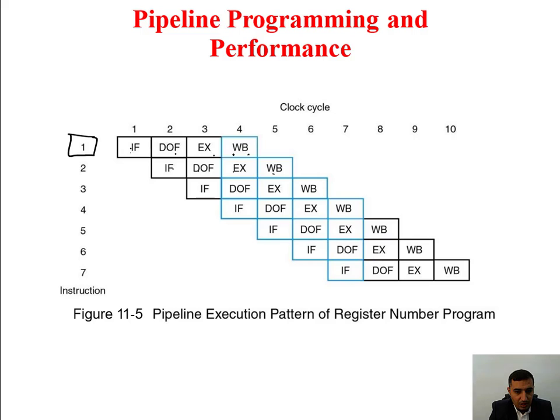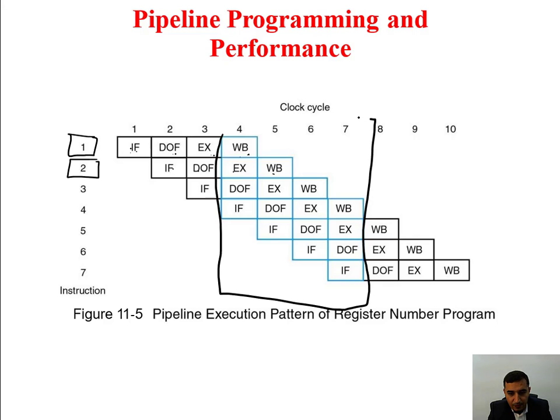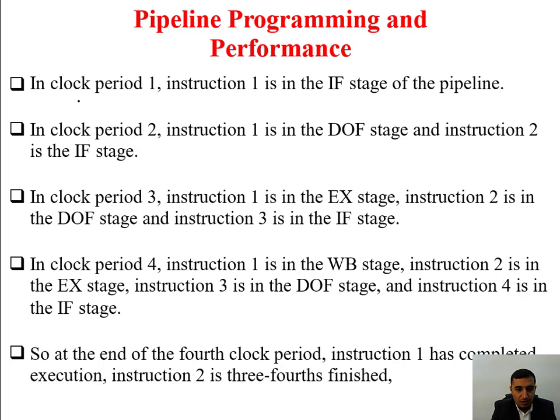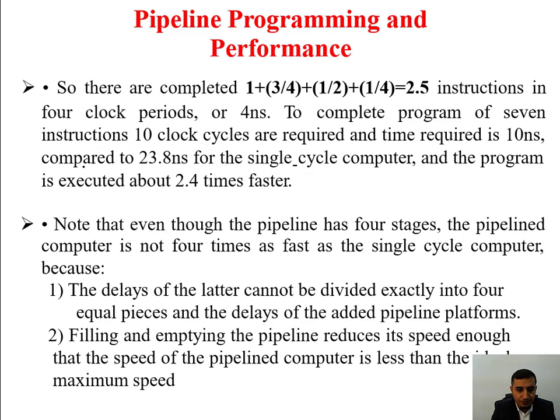So this is instruction 1, instruction fetch, decode operand fetch, execute, write back. Then instruction 2, same. Instruction 3. Now the full utilization of the data path happens in cycle number 4 to cycle number 7. Here we are filling the pipeline, and here we are emptying the pipeline. So in clock period 1, instruction 1 is in instruction fetch. In clock number 2, instruction 1 is in decode operand fetch, instruction 2 is in instruction fetch, and so on.